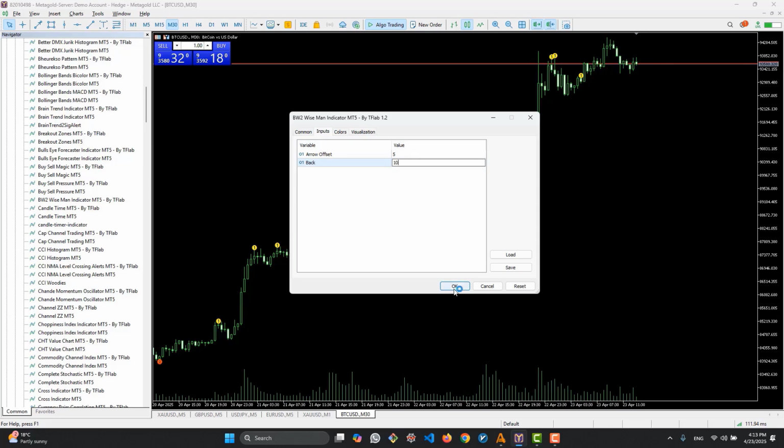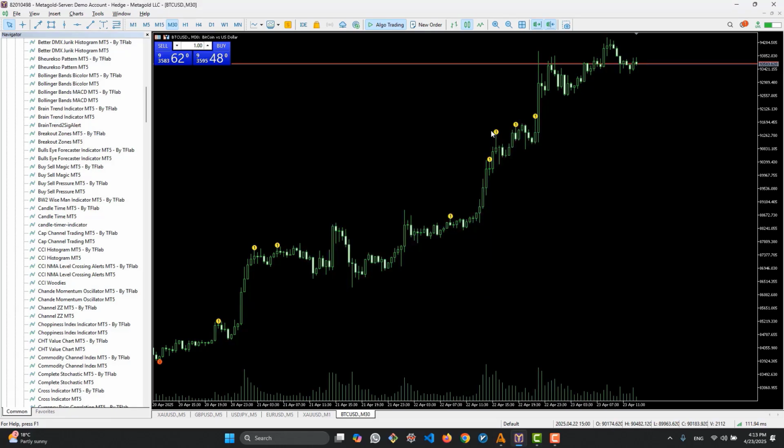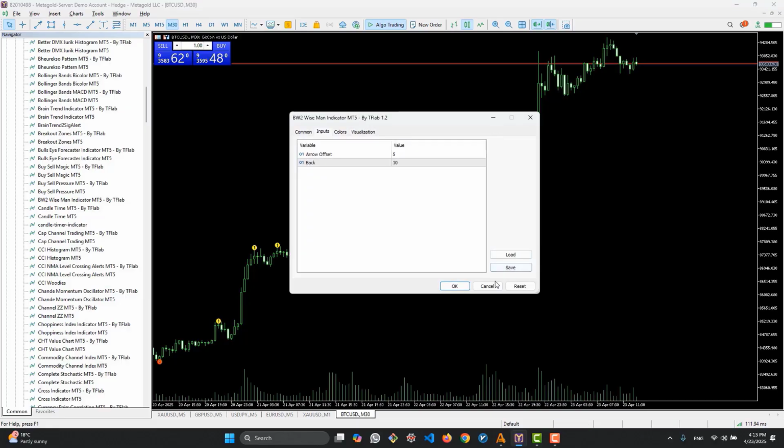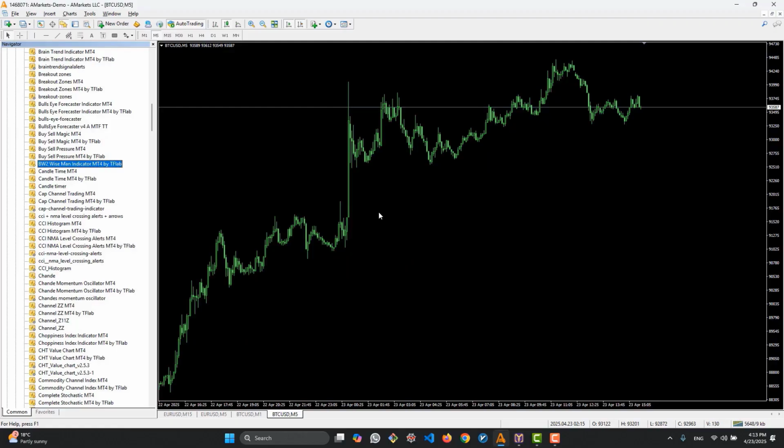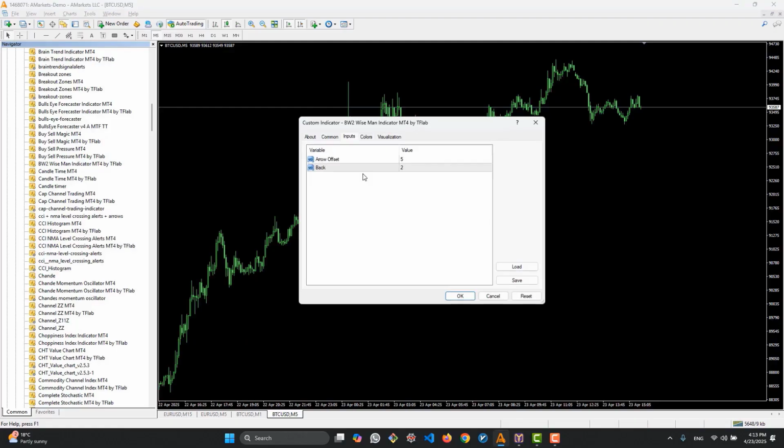For example, I set the period to 10 so that the number of signals decreases. You can also use the MT4 version of this indicator on the MetaTrader 4 platform.